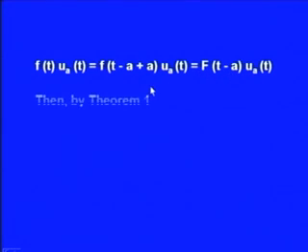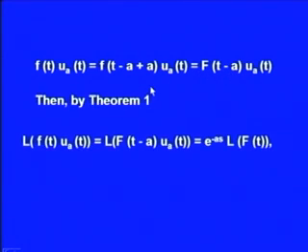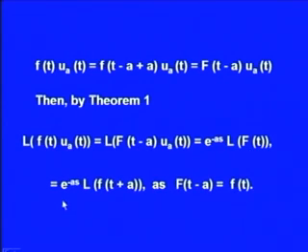Then by the second shifting theorem, that is theorem number 1, the Laplace transform of f(t) u_a(t) will be equal to the Laplace transform of F(t − a) u_a(t). Now the Laplace transform of F(t − a) u_a(t), by theorem 1, is e^(−as) times the Laplace transform of the function capital F(t), which is equal to e^(−as) times the Laplace transform of F(t).